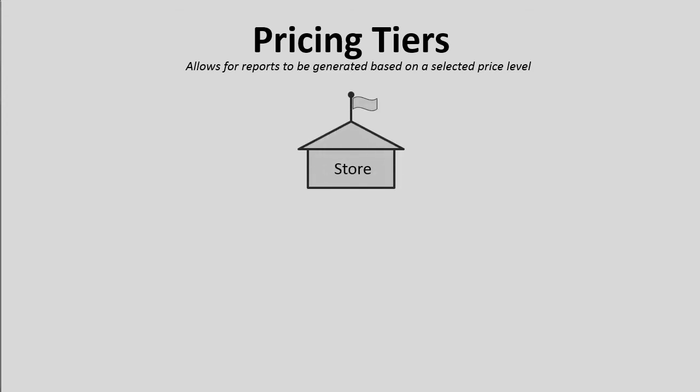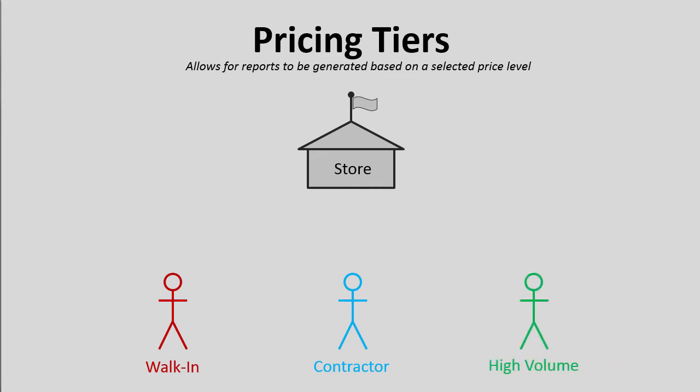Secondly, the question is do you need to make use of pricing tiers? Pricing tiers allows for you to produce reports that are generated based on a selected price level and being able to change that price level from report to report. So for example, you have your store that you operate out of and you have different customers that may come into it. One might be a walk-in customer, another might be a contractor, and yet another might be a high volume customer. Those three different customers may actually get different prices from you.